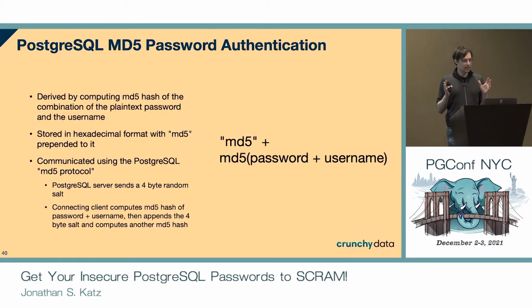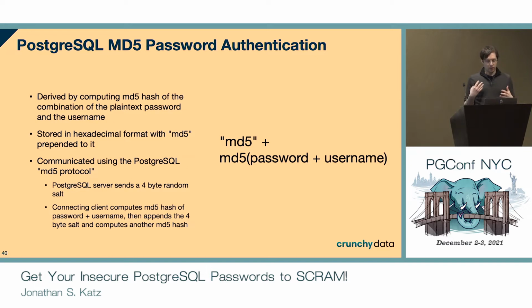Now, when we say MD5 authentication, we mean Postgres MD5 authentication, and there's actually a protocol to it. The first thing is how you hash the password. You take your plaintext password, append your username to it, the username acts as a salt, and then you prepend MD5 to it. And if you look inside the pg_authid table, this is exactly how you see the password stored.